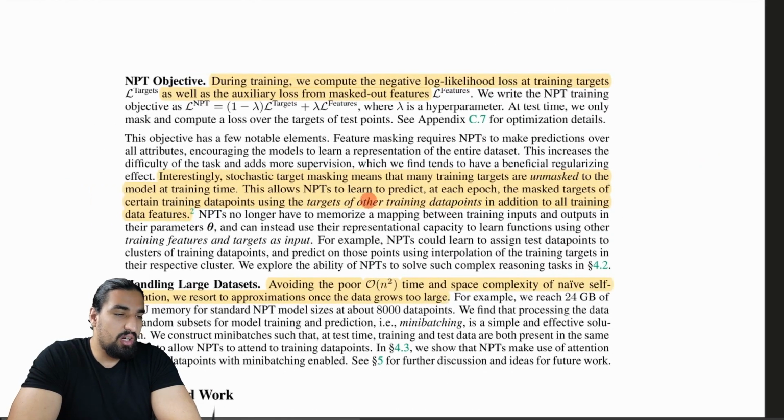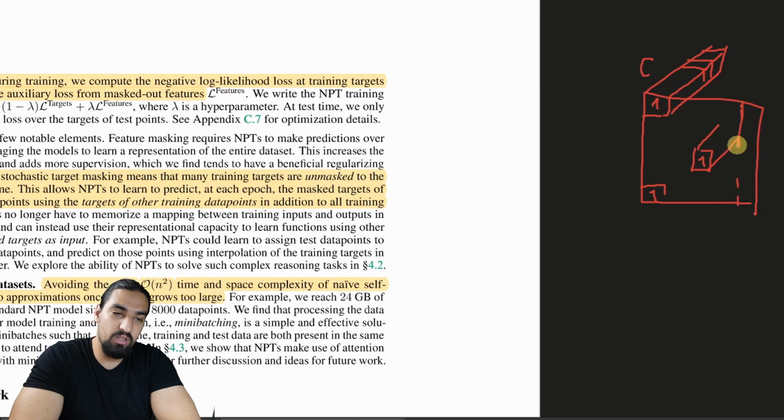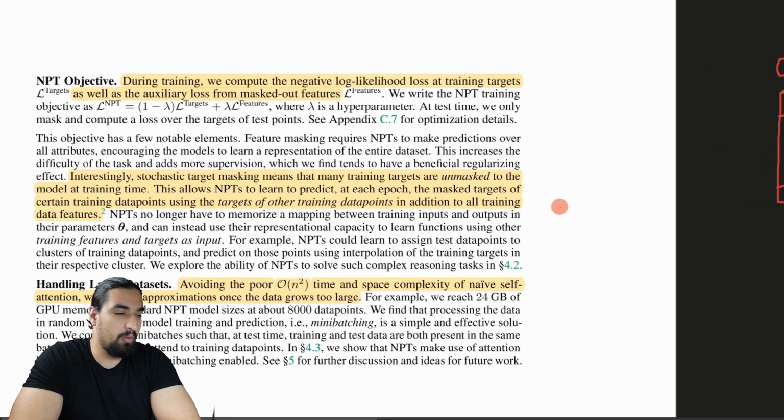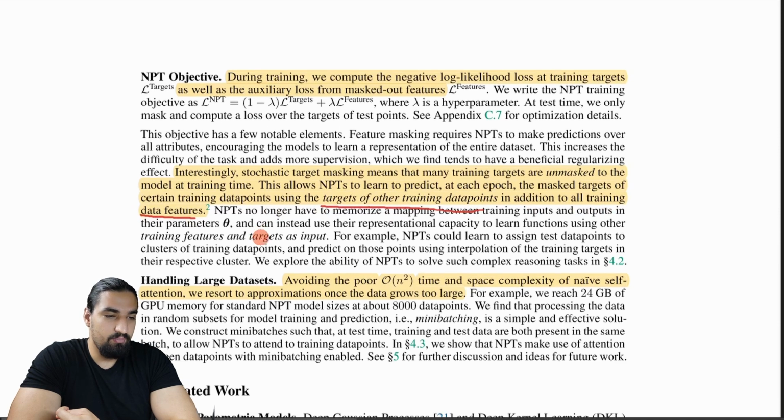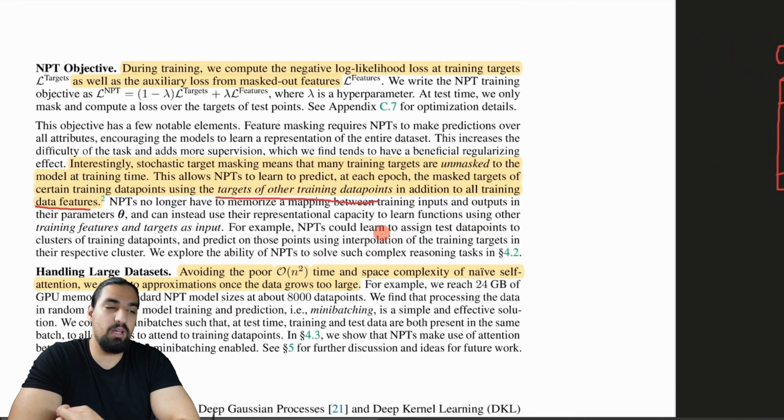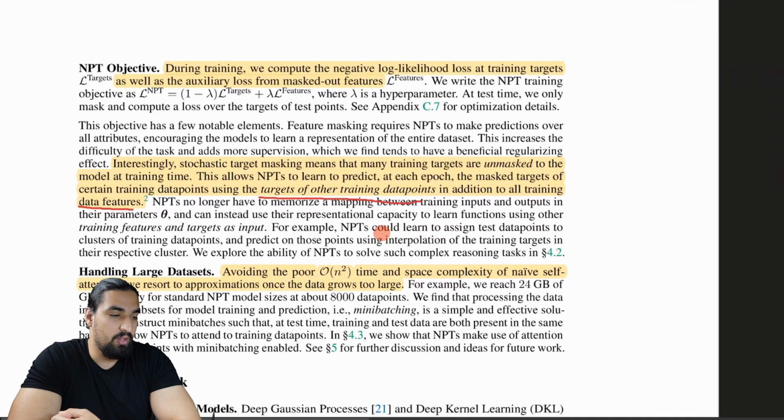Interestingly, stochastic target masking means that many training targets are unmasked to the model at training time. So this is interesting. That means that this column, which contains the targets, will not be completely masked. Some parts will have zeros here, and that means that the model can actually see the correct target value for that data point. This allows MPTs to learn to predict at each epoch the masked targets of certain training data points using the targets of other training data points in addition to all training data features, okay? So that's an interesting part, and we'll see how that helps them do relational reasoning later on.